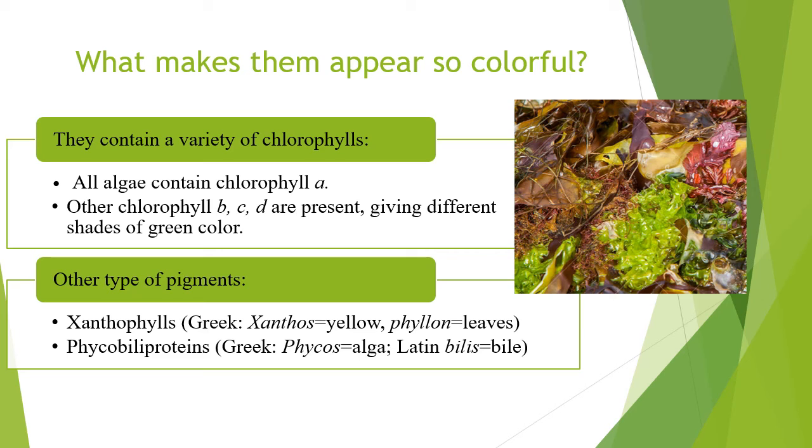And chlorophyll, as we all know, is associated with the green color. So different kinds of chlorophyll also give rise to different shades of green color, which we can see with our naked eyes. Apart from the chlorophylls, some other kinds of pigments are also present in them, like xanthophylls and phycobiliproteins. As the name suggests, the xanthophylls are responsible for different shades of yellow color, and therefore we can see different kinds of algae appearing as green, yellow, yellow-green, brown, etc.